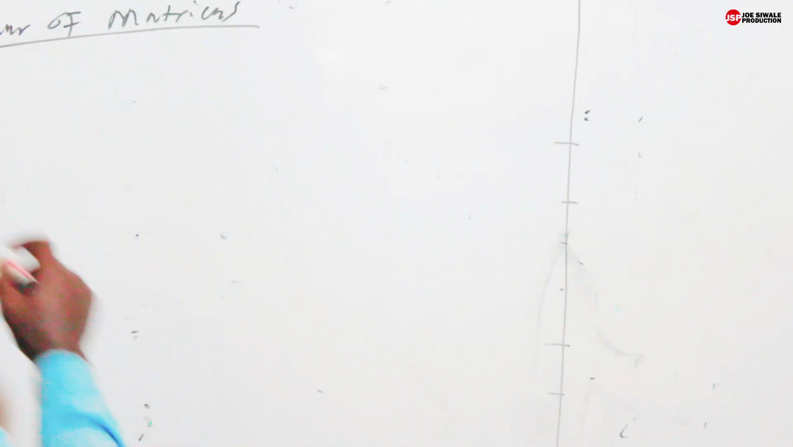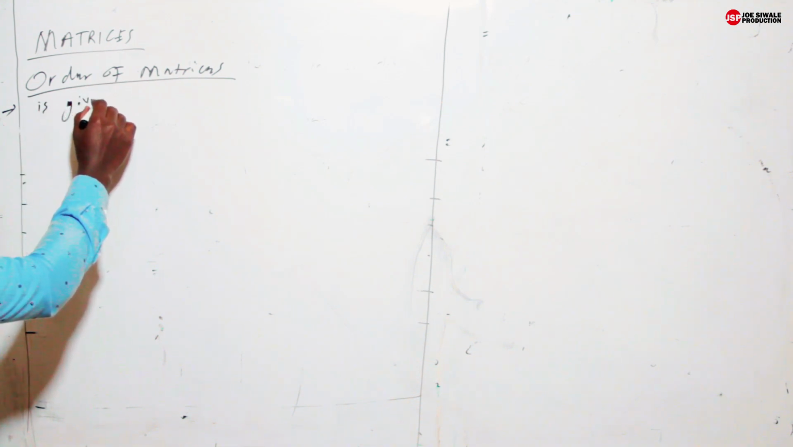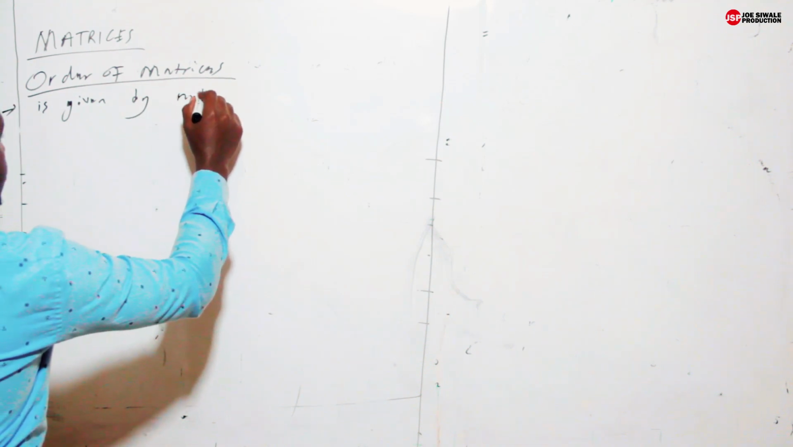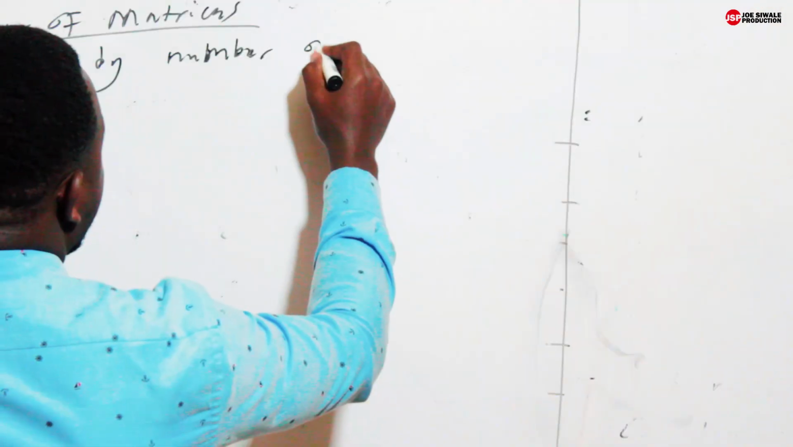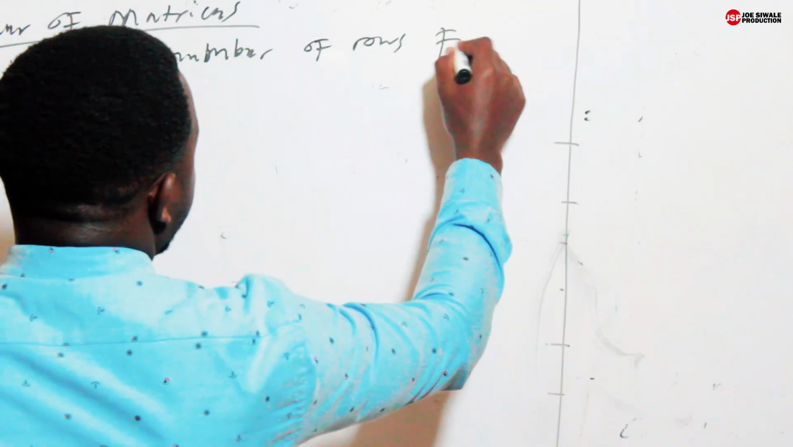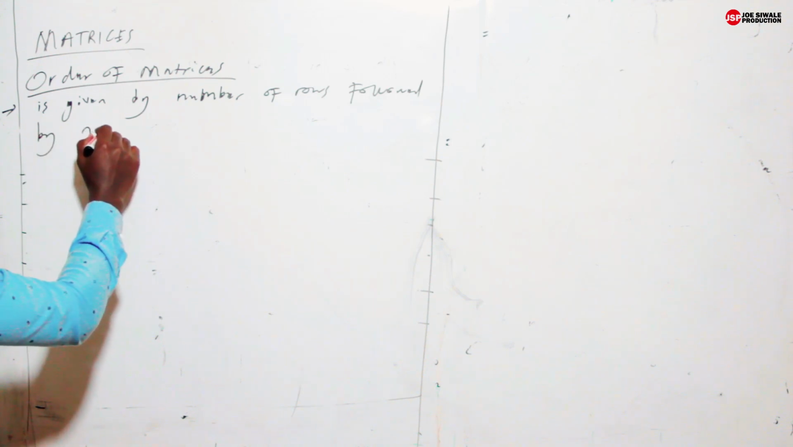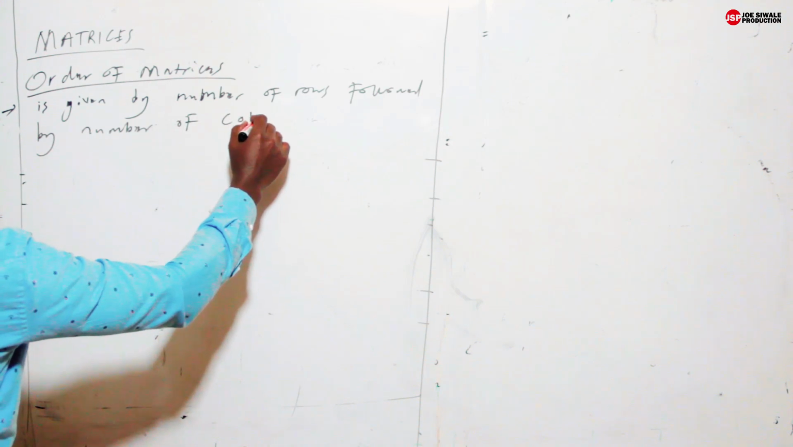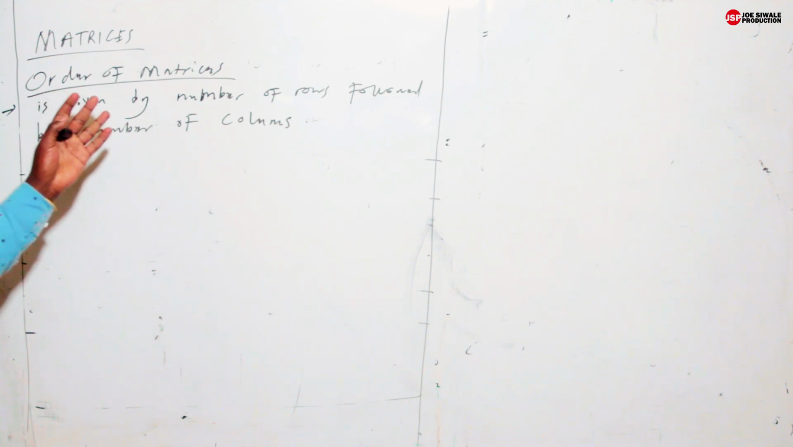So let us write those points on our whiteboard. The order of the matrix is given by the number of rows followed by the number of columns. So this is how you can give the order of any matrix.